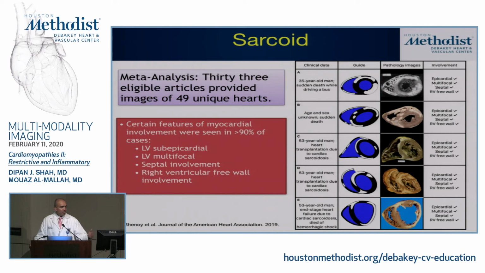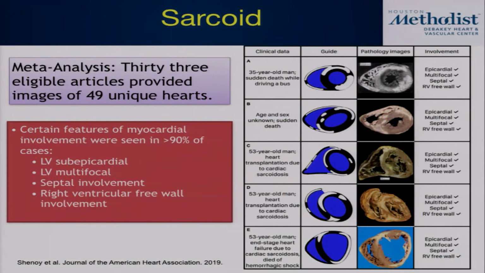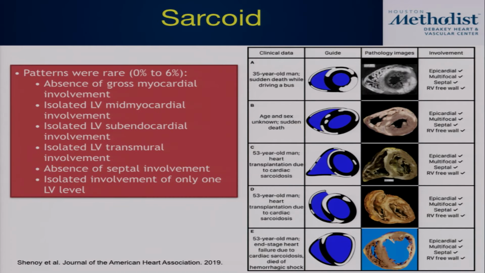One is that there were certain features that were present in over 90% of cases of cardiac sarcoid detected by autopsy. One was that there was LV subepicardial involvement, that there was multifocal involvement, that there was generally septal involvement, and that the RV free wall was frequently involved as well. So again, there's a selection bias here because these are patients who died with cardiac sarcoid. So there may be a spectrum effect, but I think clearly these are the things that you'd want to look for with certainly advanced sarcoid.